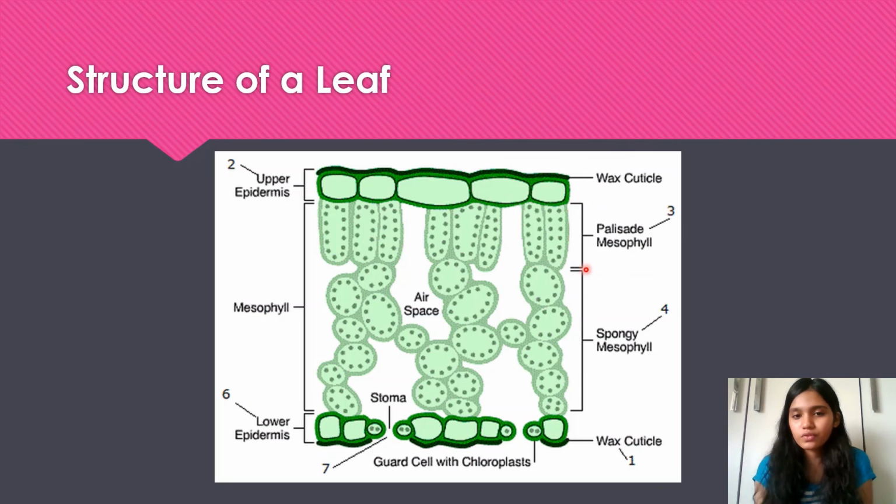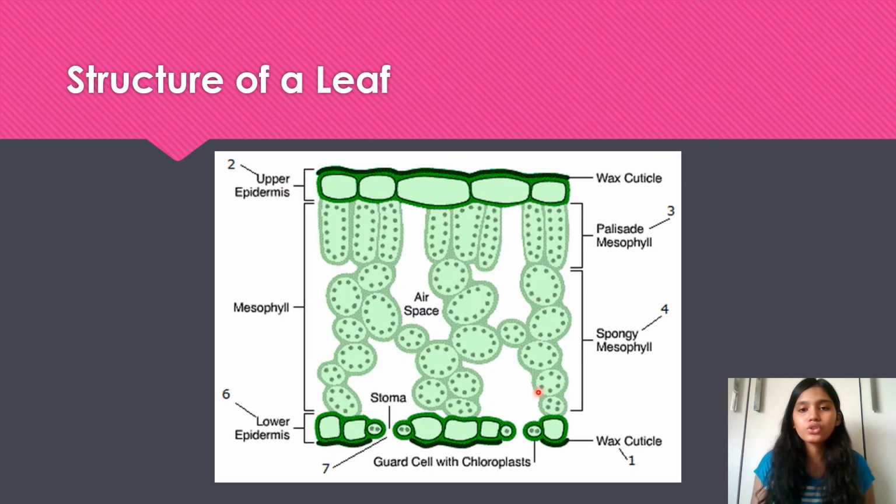So the structure of the leaf is very important. You have the waxy cuticle, you have the upper epidermis, you have the palisade mesophyll layer, very important. You have the spongy mesophyll layer, and then you have the lower epidermis. Here you have guard cells. These spaces, these holes, are stomata. You have a waxy cuticle below, and you have air spaces within the spongy mesophyll.